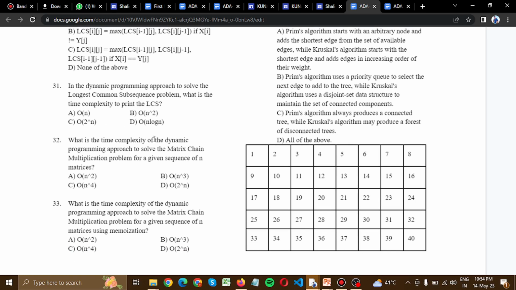What is the time complexity of the dynamic programming approach to solve the matrix chain multiplication problem for a given sequence of n matrices? The time complexity of computing each entry in the table is big O(n), and there are big O(n square) entries in the table. Therefore the total time complexity of this approach is big O(n cube), that is option number B.